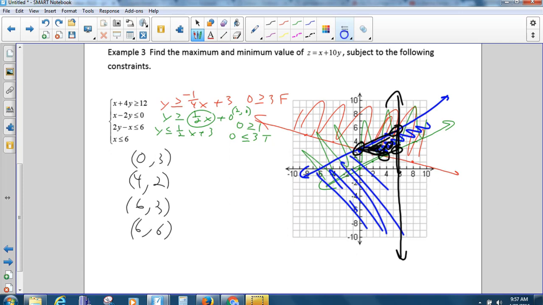And now I'm going to look to try to find the maximum and minimum values of x plus 10y. So z is equal to 0 plus 10 times 3, 30. Z is equal to 4 plus 2 times 10, that's 24. Z is equal to 6 plus 30. And z is equal to 6 plus 60, 66. So my minimum value is at 4, 2, and my maximum value is at 6, 6.